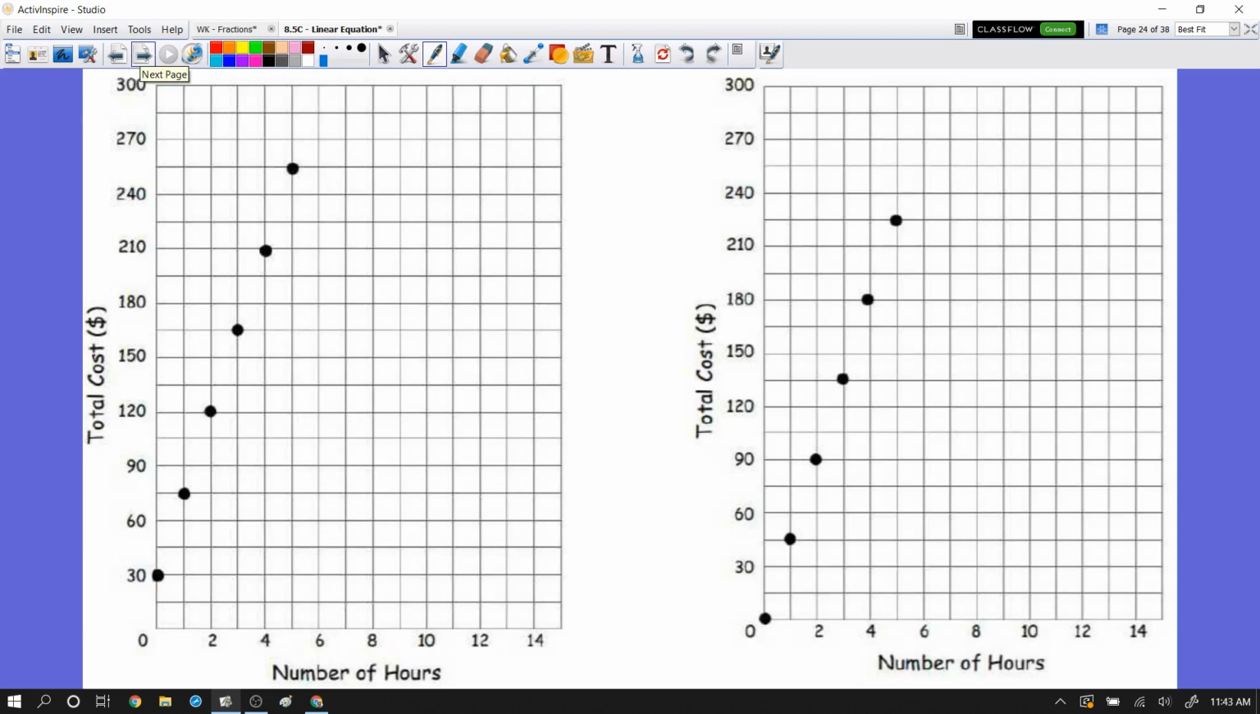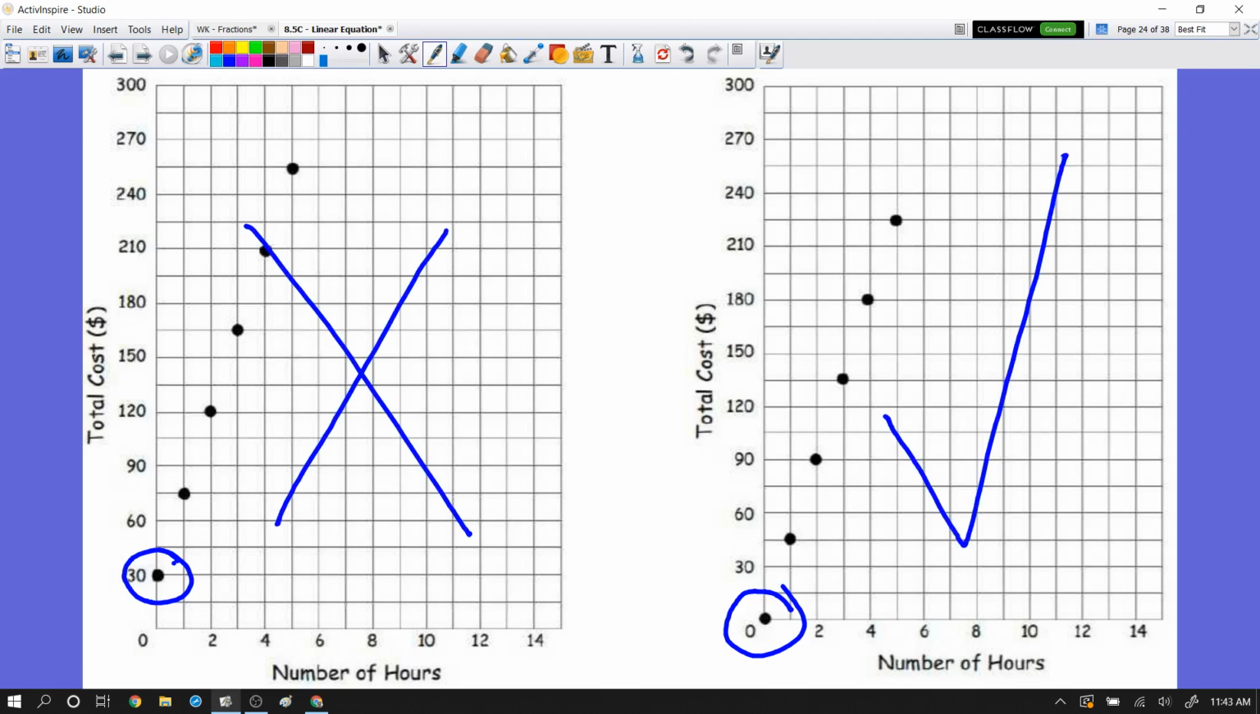Here's an example and a non-example of what a graph would look like for proportional and non-proportional. You can see here that the y-intercept is at 30, and you can see here there is no y-intercept, crossing through the origin. This is the simple differentiation between proportional and not proportional. Not proportional because it's not crossing through the origin. Proportional because it's crossing through the origin.